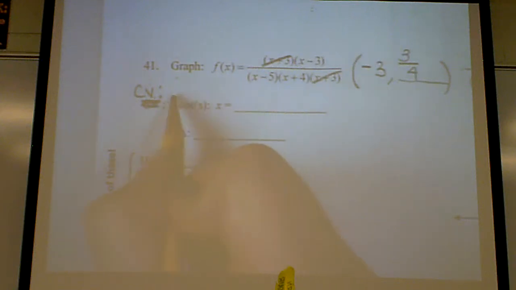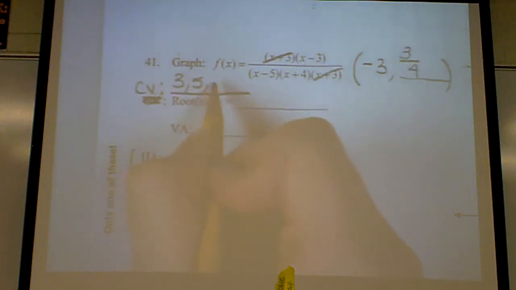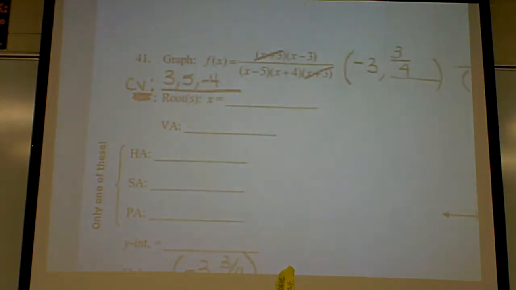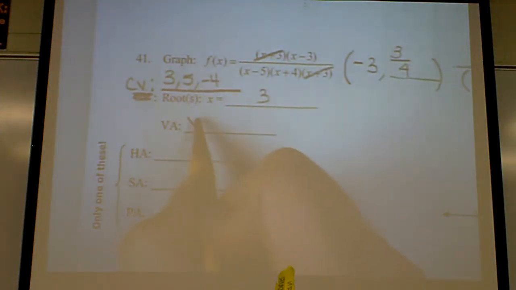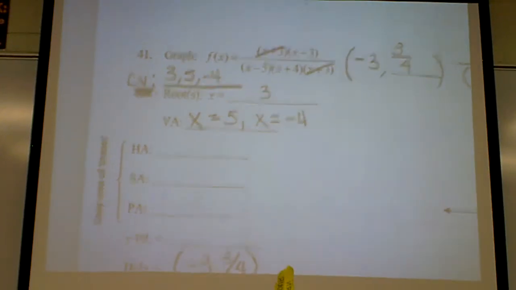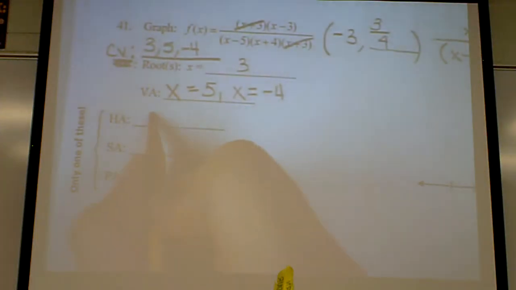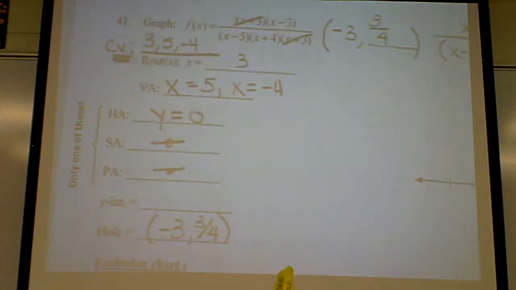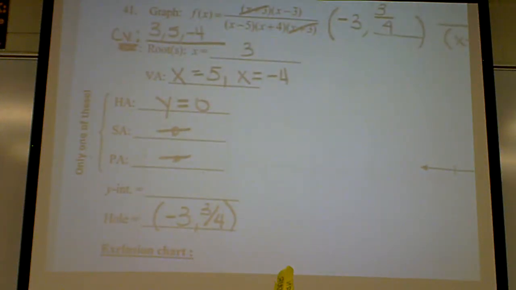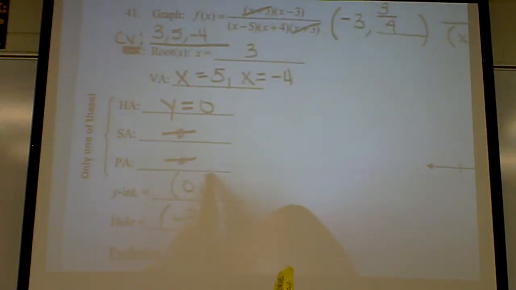So what critical values do I have? 3, 5, and -4. What are my roots? 3. And my vertical asymptotes are x equals 5 and x equals -4. We have a horizontal asymptote at y equals 0. And when I plug 0 in for x to find my y-intercept, we get 3/20. So 0, 3/20.